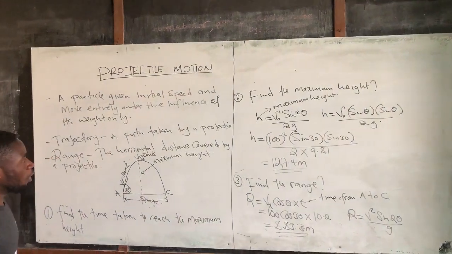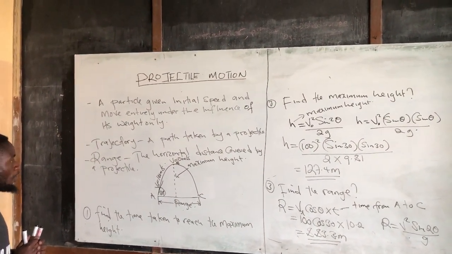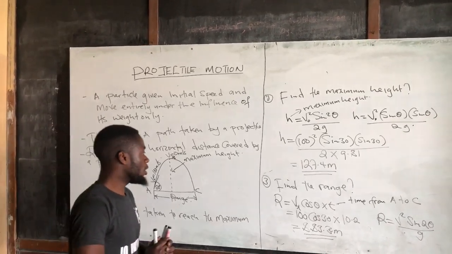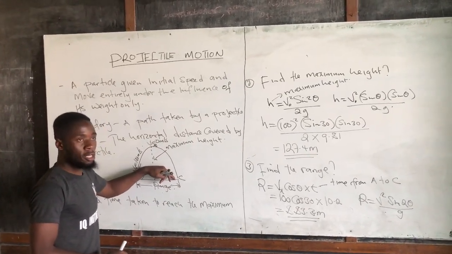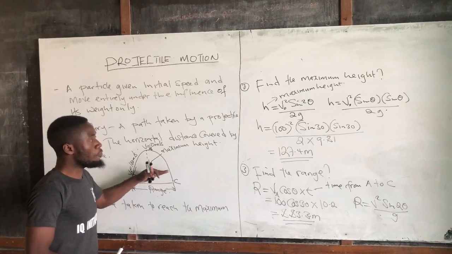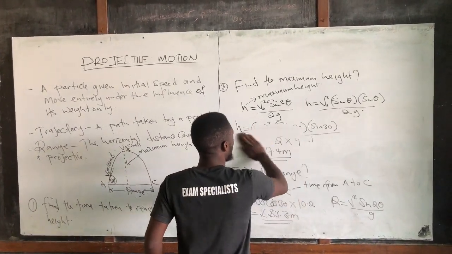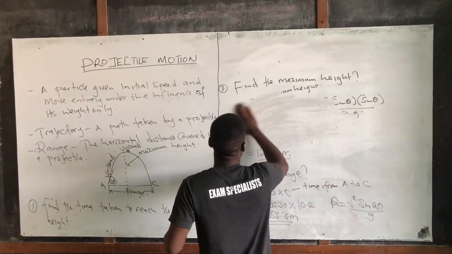So which other question can they ask you on this one? So the other question they ask you is, find the impact velocity. So we need to find the impact velocity. As this projectile hits the ground here, there will be an impact. So we need to find the impact velocity.